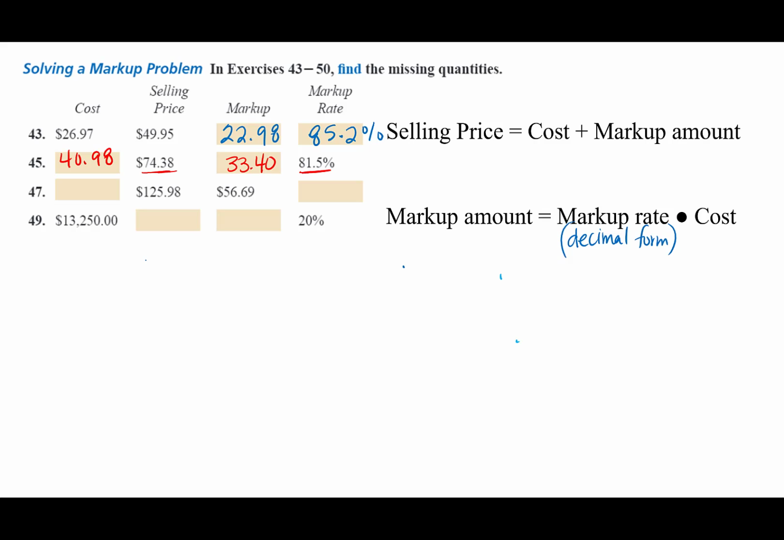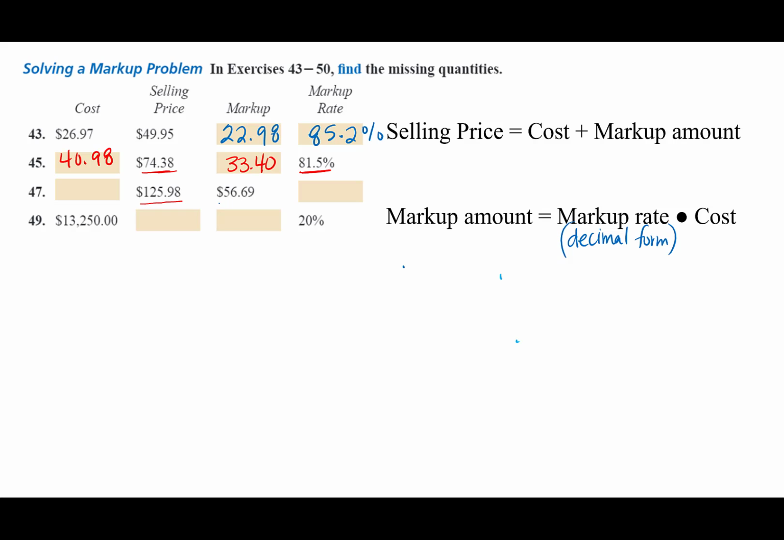Okay, I want to show you 47. Notice that there's two different quantities given for 47, and now we're asked to find the cost again, but this time we're asked to find the markup rate. So we're going to use the same formulas, same idea, but it's going to look slightly different than the previous two questions.